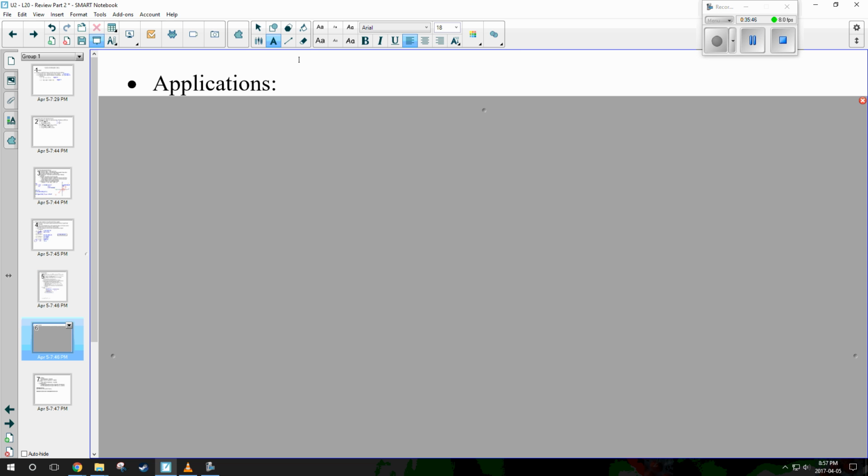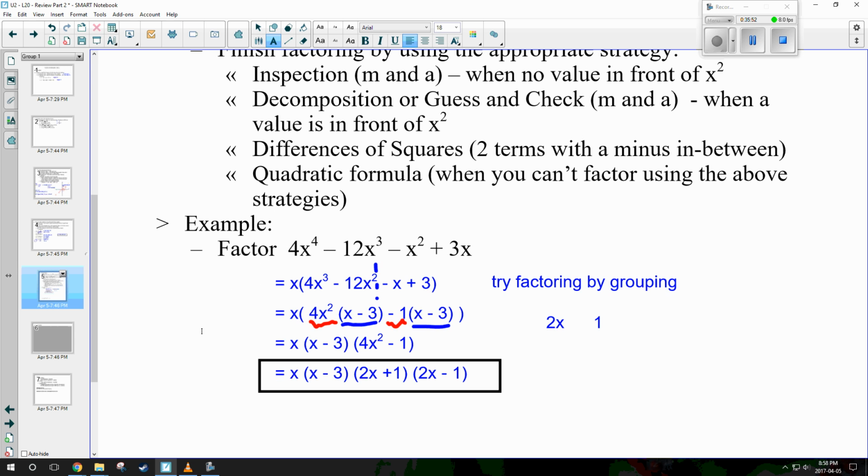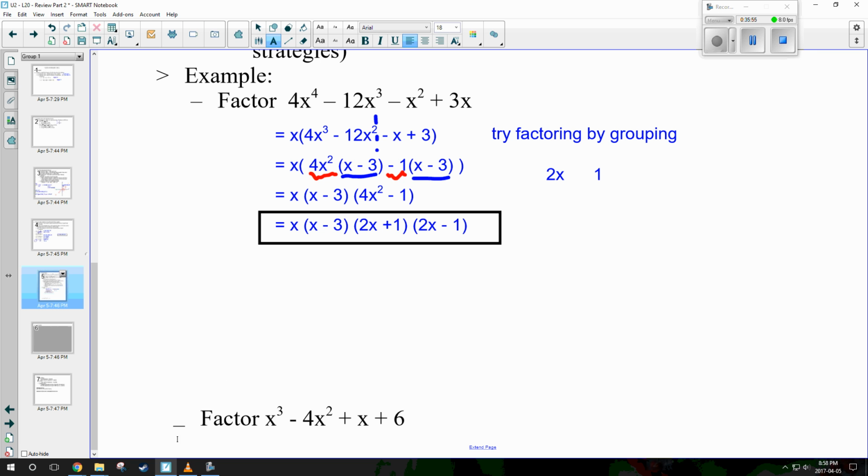Our next example here talks about applications. Oh, sorry, I missed an example. Let's go back. Right, there was another second factoring example here for us to look at.